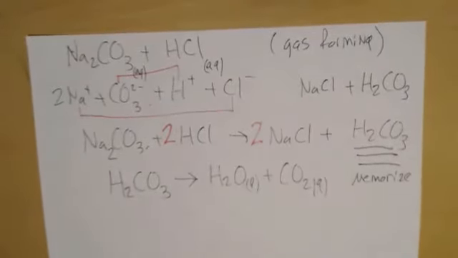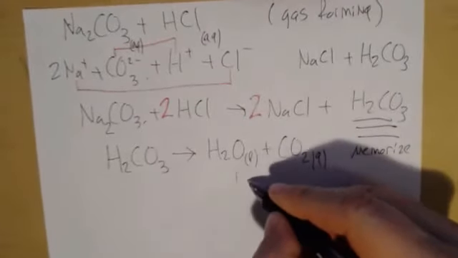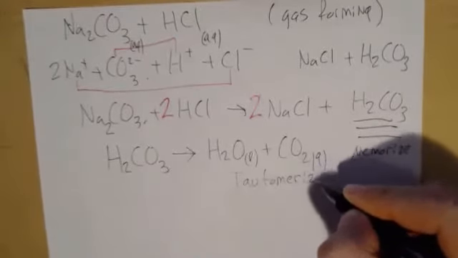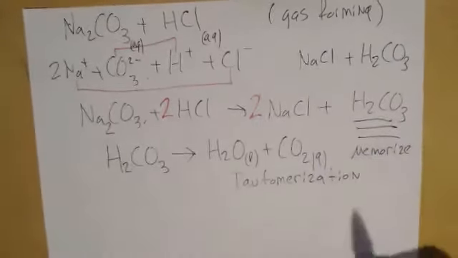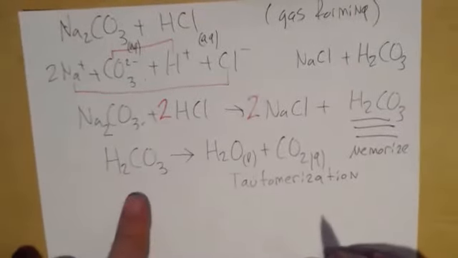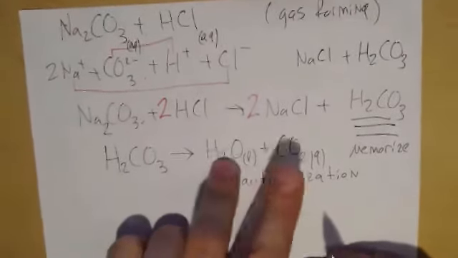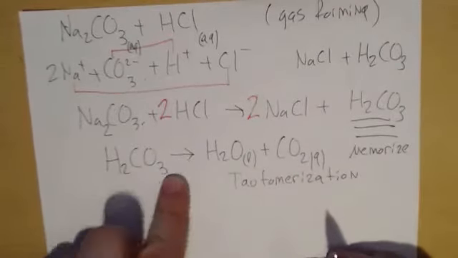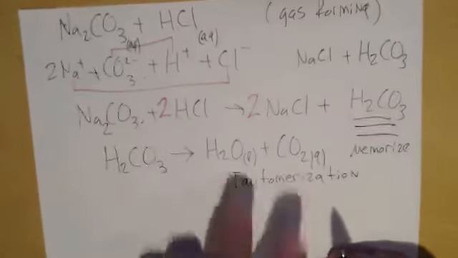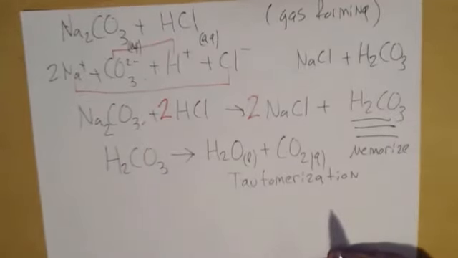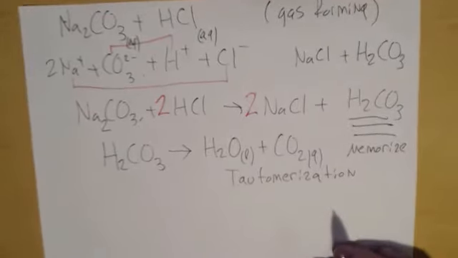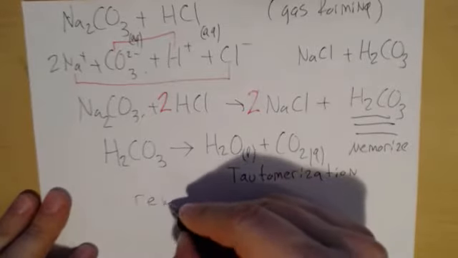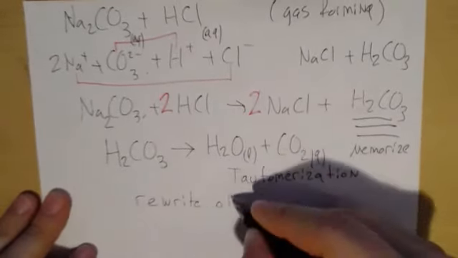This is a special reaction. It's called a tautomerization. And so basically the idea of this is the water and the carbon dioxide are very stable. And this is a less stable thing. So it just rearranges itself into two more stable components. And it does that just spontaneously. So this is the other thing you're going to have to do, which is rewrite after balancing.